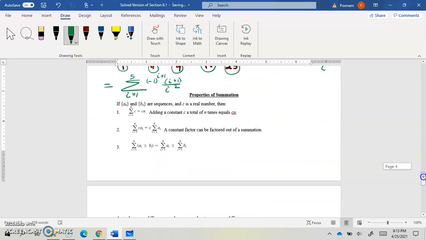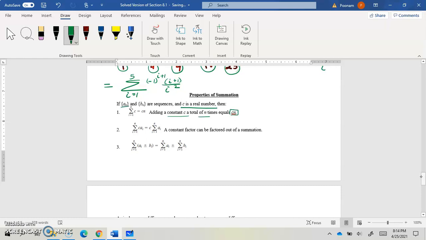Now let's talk about some properties of summation. The one we already kind of did: if c is a real number, if you're adding c from i equals 1 to n, it's just like adding c n number of times, so that will be c times n. Adding a constant n number of times would be equal to cn.